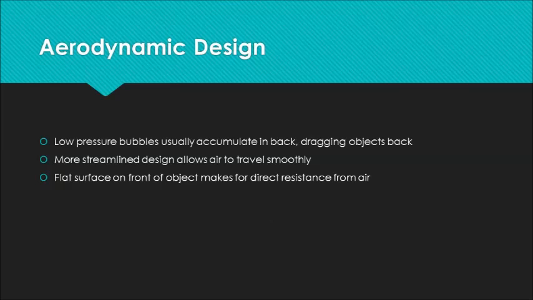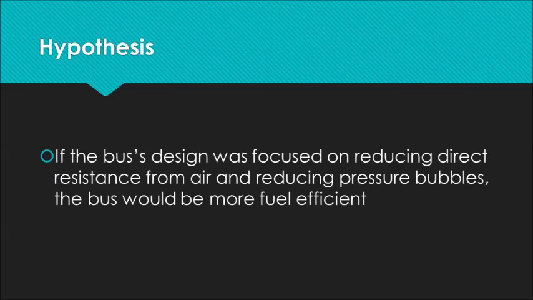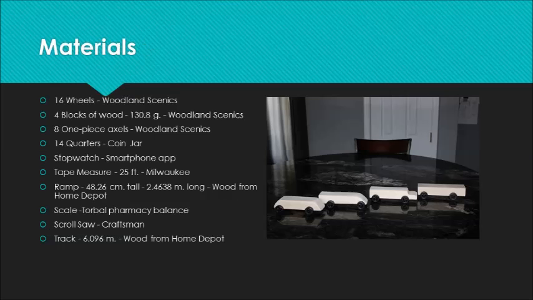Smooth surfaces and tapers on the front and back allow air to travel over an object more easily, allowing the object to travel through the air more easily. So, how does the shape and design of a bus affect its fuel efficiency? Well, if the bus's design was focused on reducing direct resistance from air and reducing pressure bubbles, then the bus would use less fuel. The materials include the models, the ramp, and the quarters used to weight the models.